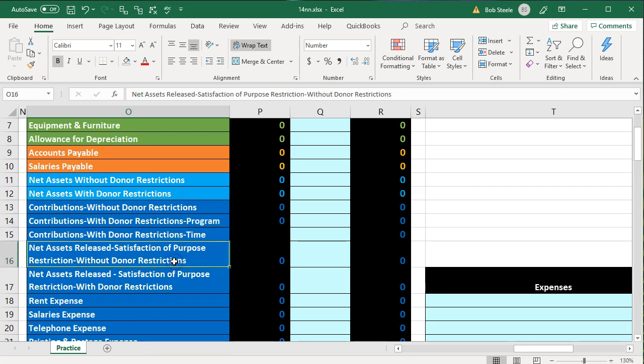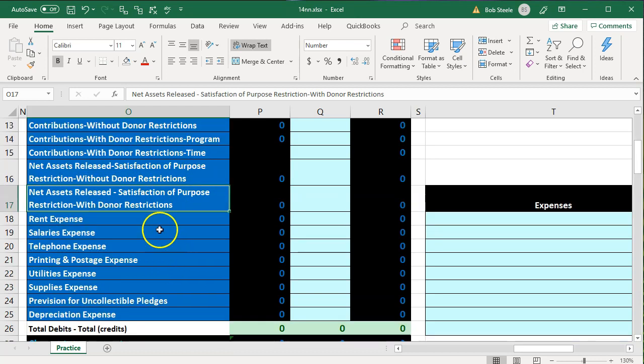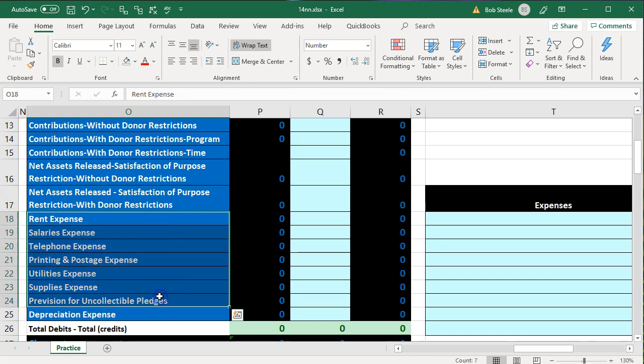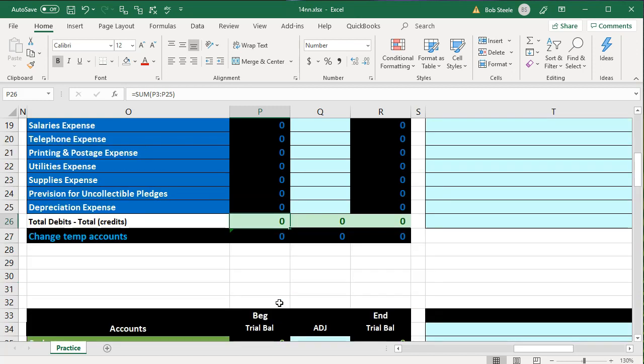Then we're going to have these two accounts, which are going to be the net assets released, satisfaction of purpose restriction without donor restrictions, and then same with donor restrictions. This is going to be that allocation, the kind of new thing for us to be tracking between the donor restrictions, the non-donor restrictions, when something has been released from restrictions. Then, of course, more familiar type of expense type of accounts. Then we're going to be able to see that we are in balance by seeing that we have the green zeros.